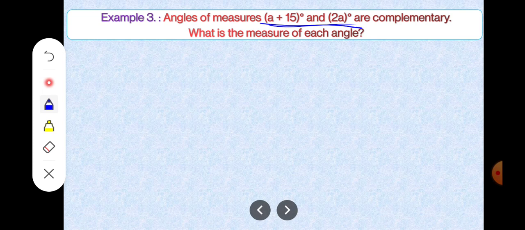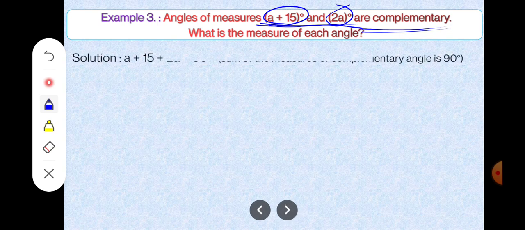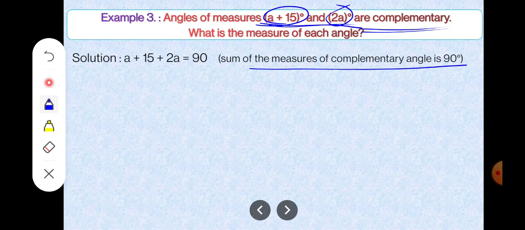And what are they telling in this statement? That the angles of measure a plus 15 degrees and 2a degrees are complementary. We know the definition of complementary angles: the sum of the measures of two angles is 90 degrees. So can I write my first step as a plus 15 plus 2a is equal to 90? Definitely I can, according to the given definition. So my first step will be a plus 15 plus 2a is equal to 90 degrees, that is, the sum of the measures of the complementary angles is 90 degrees.